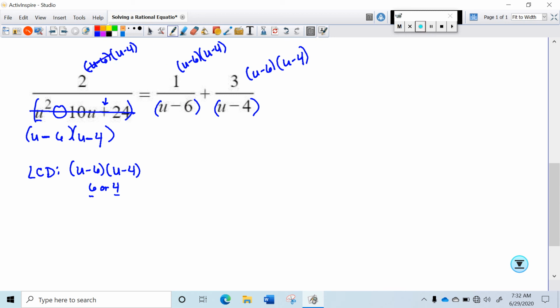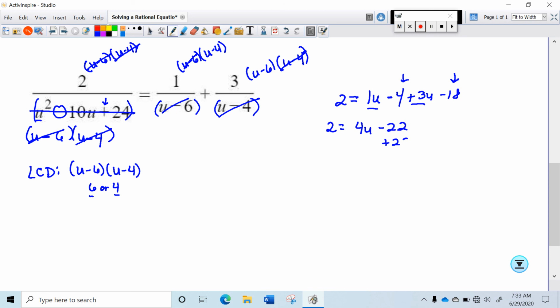u minus 6 cancels with u minus 6. u minus 4 cancels with u minus 4. So that's just a 2 left there. Let's come over here and do it. 2 equals, u minus 6 cancels with u minus 6. 1 times u is 1u. 1 times negative 4 is negative 4. u minus 4 cancels with u minus 4. 3 times u is 3u. 3 times negative 6 is negative 18. So 2 equals 1 plus 3, 4u. A negative 4 and a negative 18 is a negative 22.